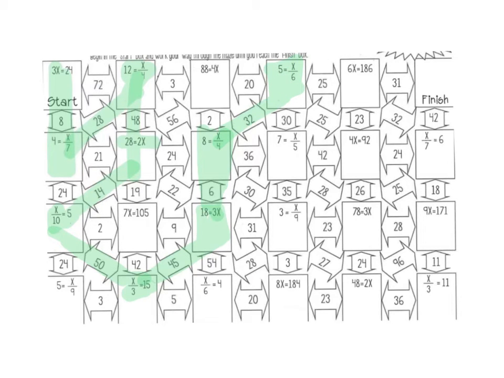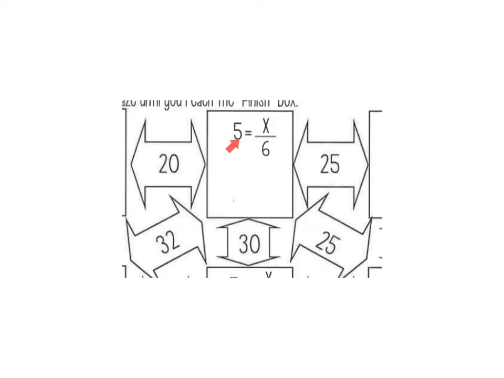The next one we should do is 5 is equal to x over 6. Now in the next one we've got 5 is equal to x over 6, and we want to isolate the x, so we're going to do the inverse of dividing by 6. The inverse of dividing by 6 is multiplying by 6. We're going to do that on both sides. I get 30 is equal to x. So we are going to go down.